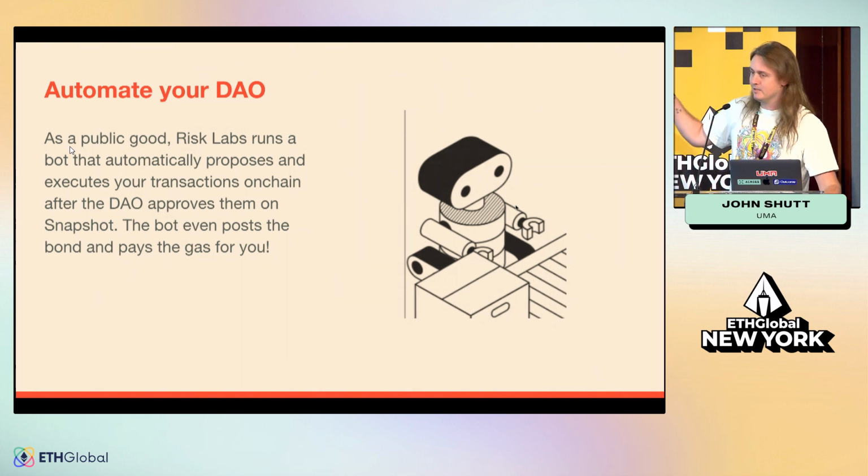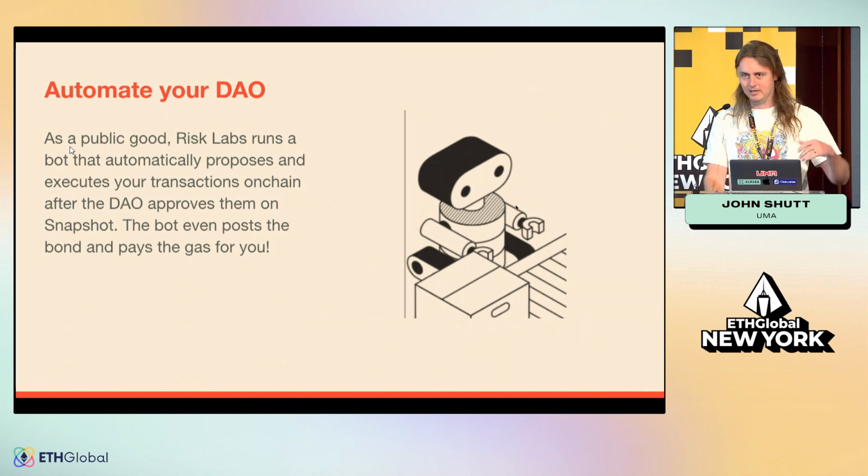And the bot doesn't have any special permissions. If the bot is offline, you can click the buttons yourself in the snapshot interface to do it. And anybody can dispute it too. If the bot got something wrong, go in and dispute it and take Risk Labs money. Enjoy.